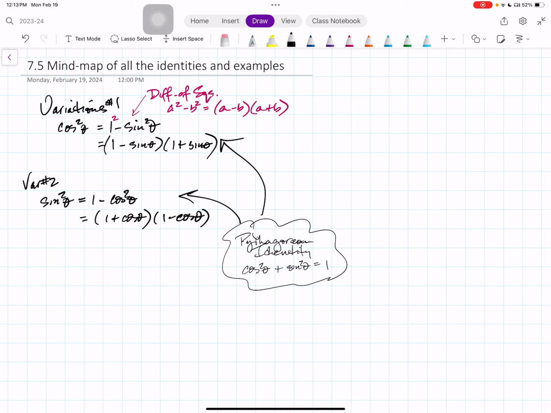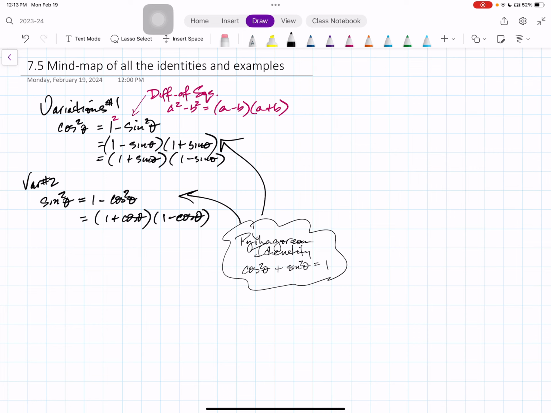Again, the order of the binomials doesn't really matter here. I started off with the sum and then the difference. Like the previous one, if you wanted to write it as 1 plus sine theta times 1 minus sine theta, that's fine. The order in multiplication does not matter. So there's variation number 2 right there.